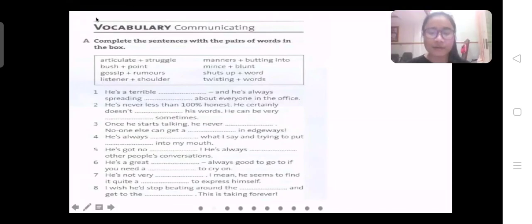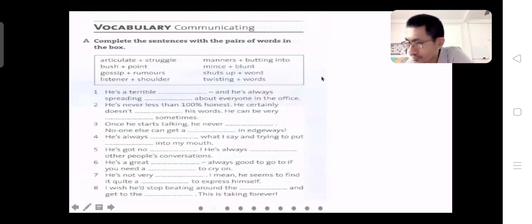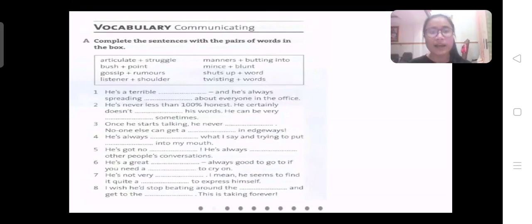Okay. Let's look at the book on page 57. But first of all, I would like to pay my respect to the teacher, ladies and gentlemen. Good evening. My name is Madiniet. I'm a member from Group 3 also. Let's take a look at page 57 in your book, exercise A, vocabulary about communicating. In here, complete the sentences with the pairs of words in the box. So in here we have 8 words, like articulate and other words.